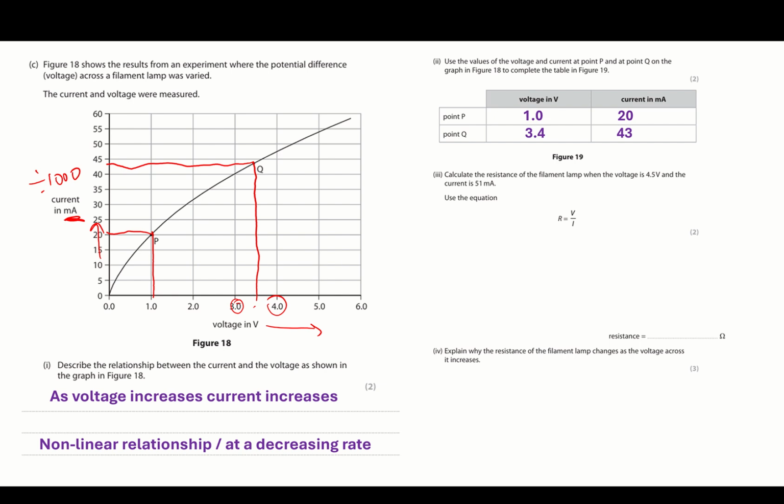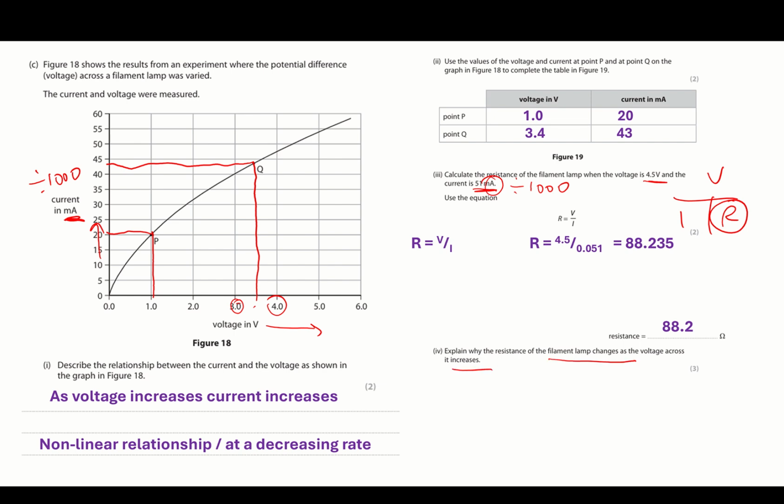And it says the resistance when it's 4.5 is 51 milliamps. Okay, that is a unit change. Divide by 1,000. Use the equation R equals V over I. So we've got V and I, and we want R. So R equals V over I, 4.5, but then the bit that you need, divided by 0.051, equals 88.2 ohms.